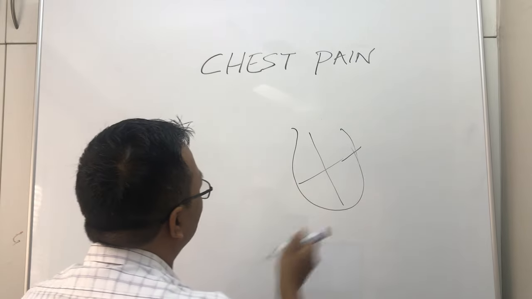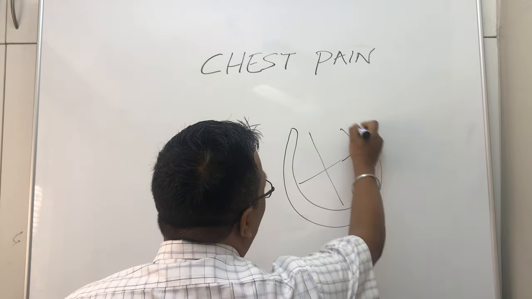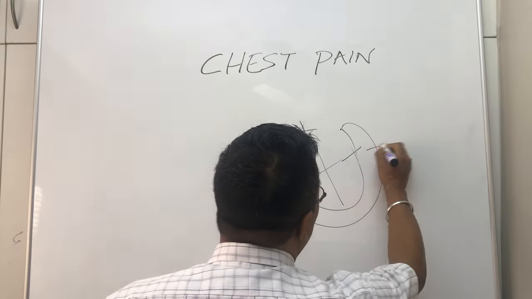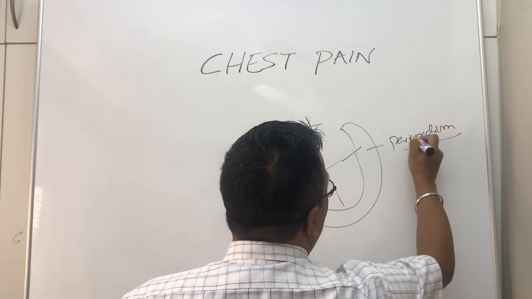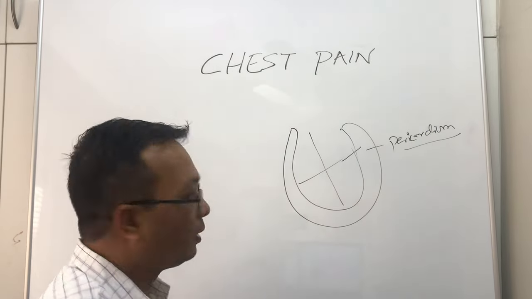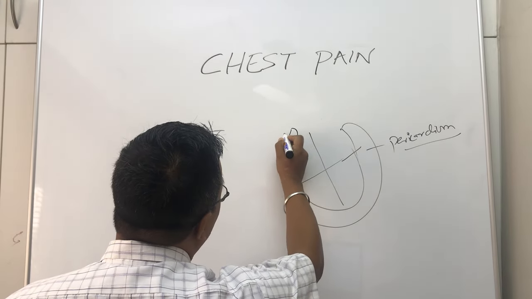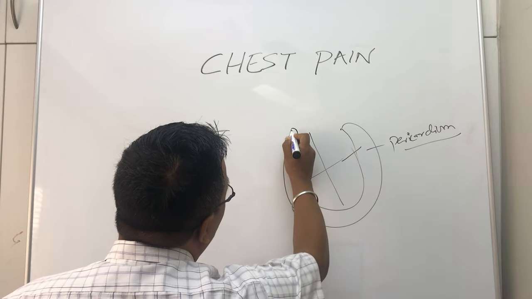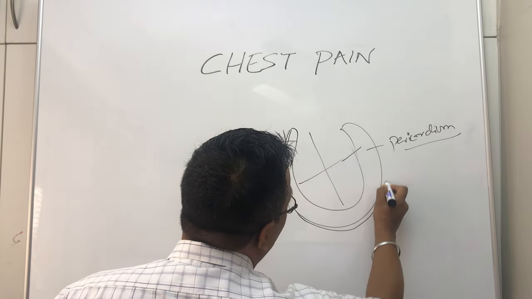When you see the heart muscle from outside, it is called pericardium. The outside layer is called pericardium. So this outside layer, the thin outside layer, is called pericardium.